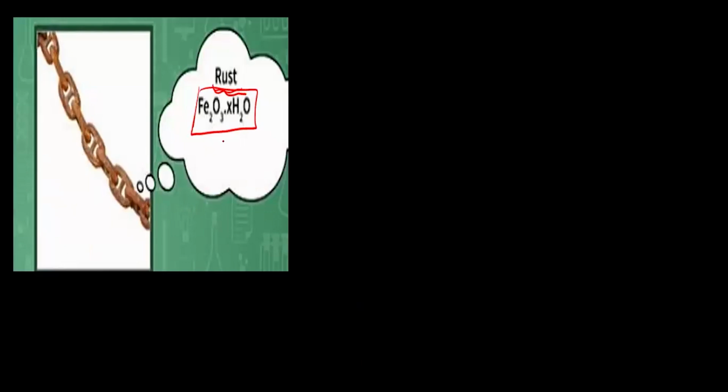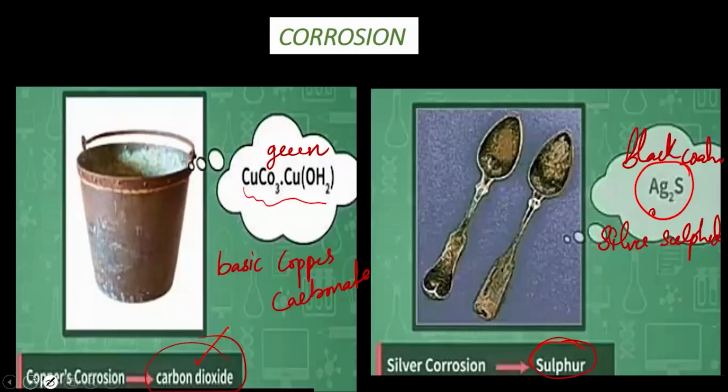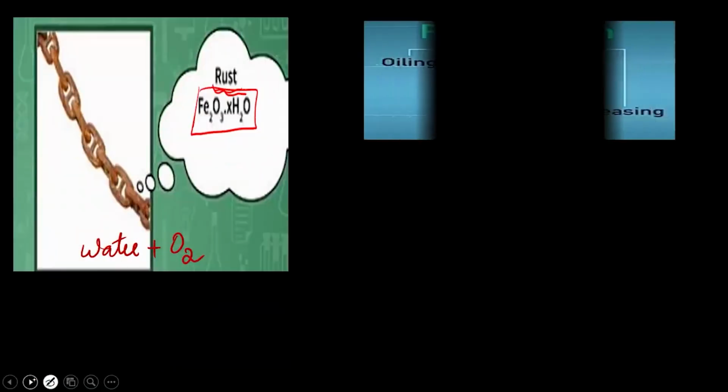Now this is what? Rust. Rust is Fe2O3.xH2O. This is rust. Okay. And rust is due to the presence of water content, moisture, and oxygen present in the atmosphere. That is the reason for rust. Okay. Then copper corrosion, silver corrosion, and rust you have to understand.